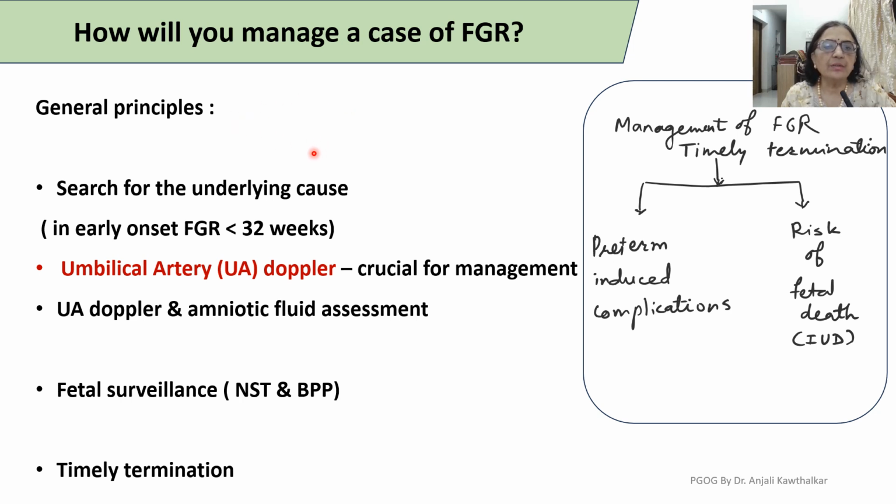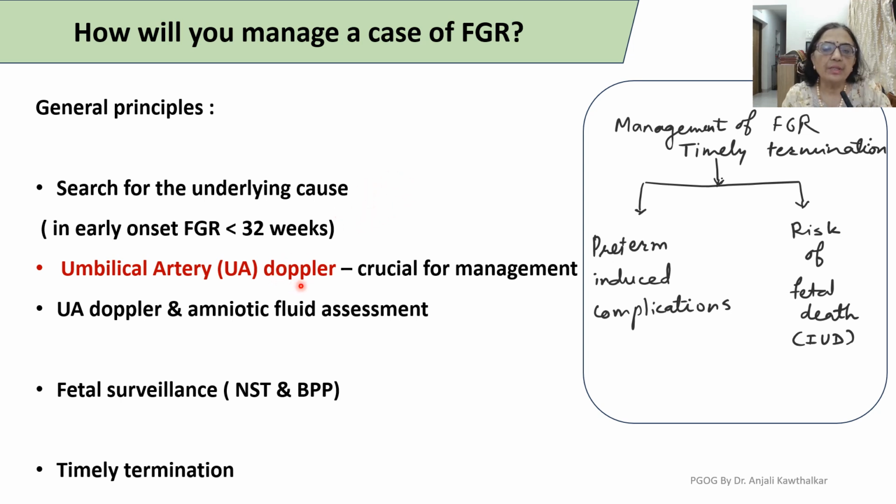The first is, whenever you get a case of FGR, and especially if it is an early onset FGR of less than 32 weeks, it is an indication to search for the underlying cause, such as whether there is congenital malformation, whether there is a possibility of chromosomal abnormality, whether it is because of a placental cause, or whether there is an infection which is affecting. So all this search for the underlying cause is the first step.